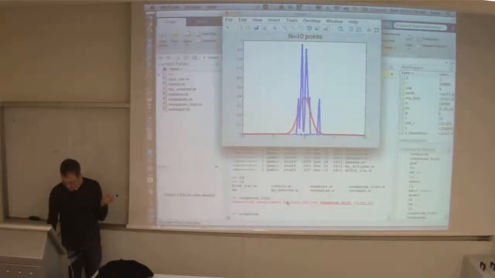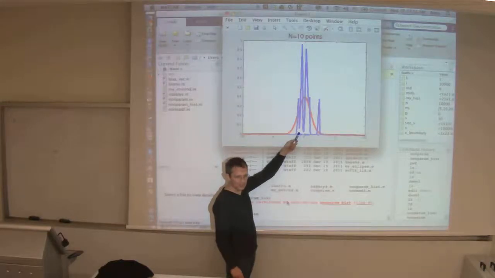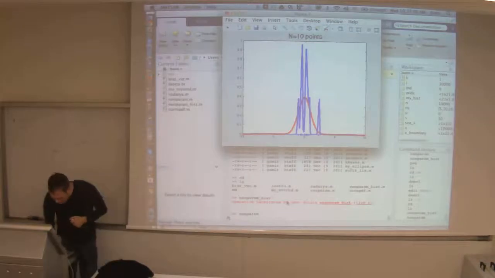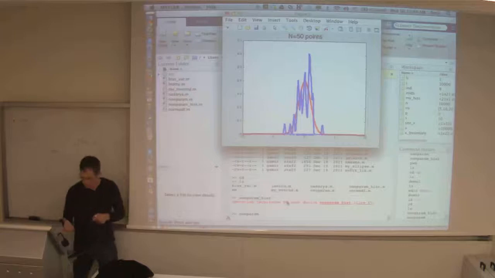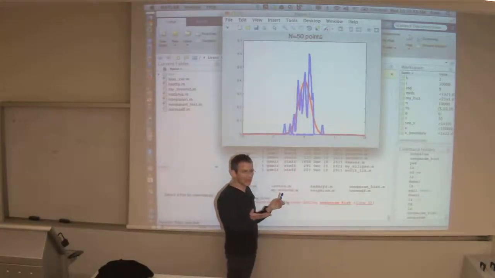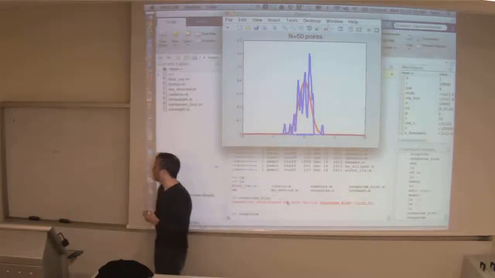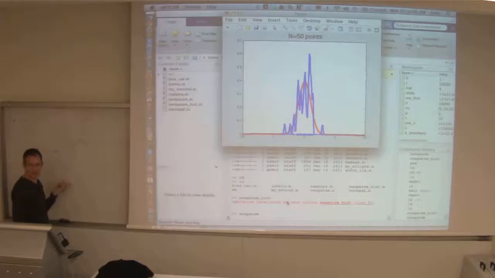So let's see what happens if you have more points. You could model things like this. And then when you get more points, you get something like this. This is with 50 points. Again, we put a Gaussian on each point, but why does it begin to look like a Gaussian? Isn't the sum of Gaussians a Gaussian? No, not at all. It's a mixture of Gaussians. A mixture of Gaussians is not a Gaussian.